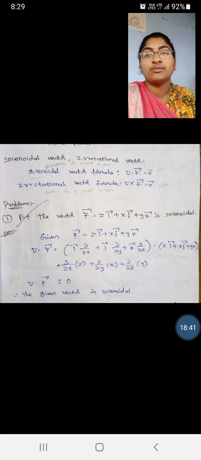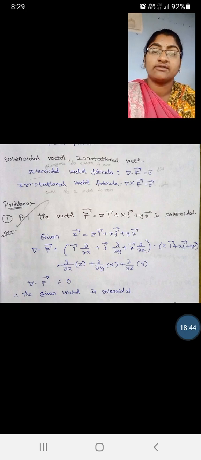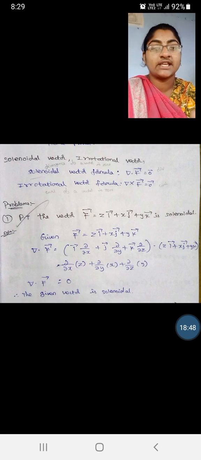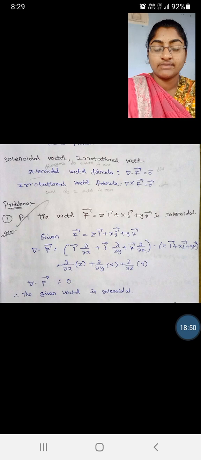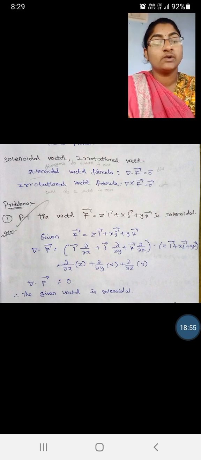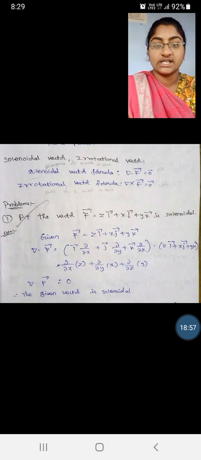Here is another point given, solenoidal vector and irrotational vector. If I can show the divergence is equal to 0, then it can be said to be solenoidal. If the curl del cross f vector is equal to 0, it means it is an irrotational vector.